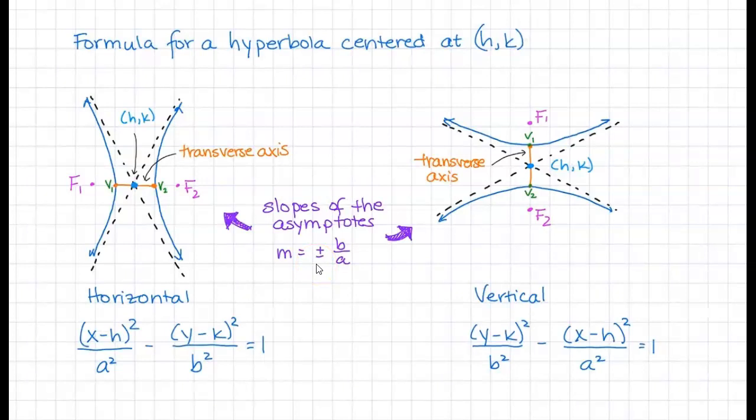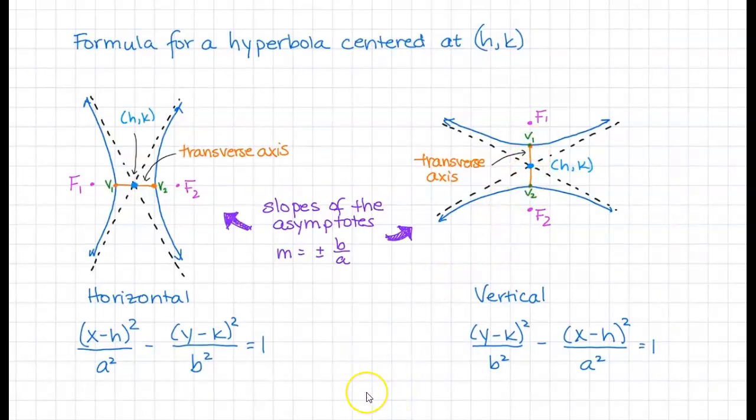And the other thing is that we have this thing called the transverse axis. That's new, that's specific for hyperbolas. The transverse axis is the segment connecting the two vertices. So for a horizontal hyperbola, the transverse axis is horizontal, and for a vertical hyperbola, the transverse axis will be vertical. It's always going to connect the two vertices together.